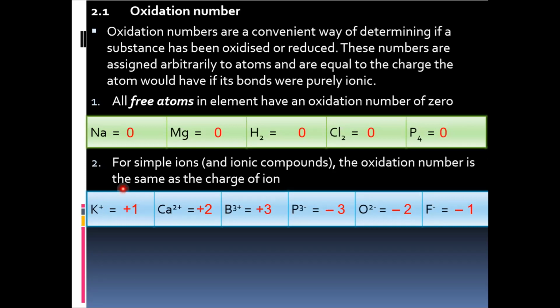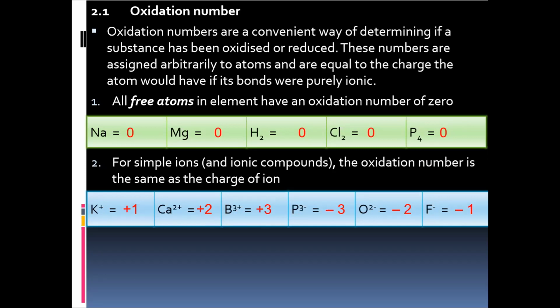Number 2 is that for simple ions, that is ionic compounds, when you have just simple ions, the oxidation number is the same as the charge of the ion. When I have a simple ion like the potassium ion, you can see it is carrying a plus sign. It means the number will be +1. We don't need to write 1, that's why it's just carrying a plus. If you have 2 plus, it means the oxidation number is +2. If it has 3 plus, the oxidation number is +3. 3 minus, -3, 2 minus, -2, and then you have your fluoride minus, which is -1. So those are 2 very important things to know. This will really save you a lot of stress.